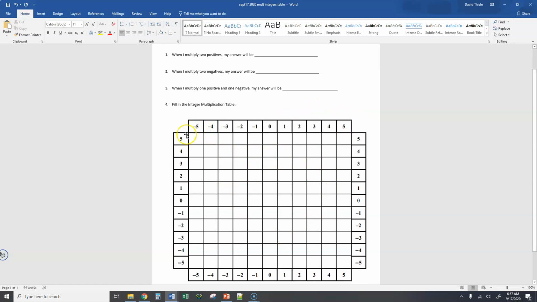So you would do negative 5 times 5, negative 5 times 4, negative 5 times 3, negative 5 times 2, so on and so forth, and then just keep on going that direction. So go ahead and hit pause on the video while you do this, just to get some practice with. So go ahead and hit pause now.